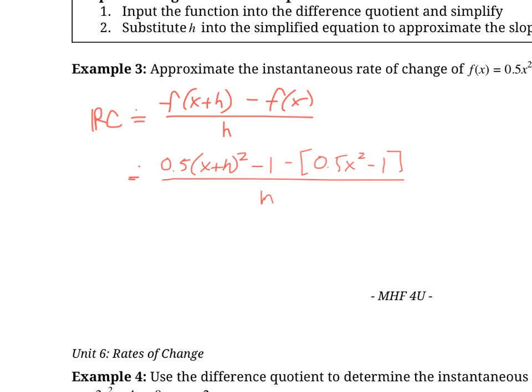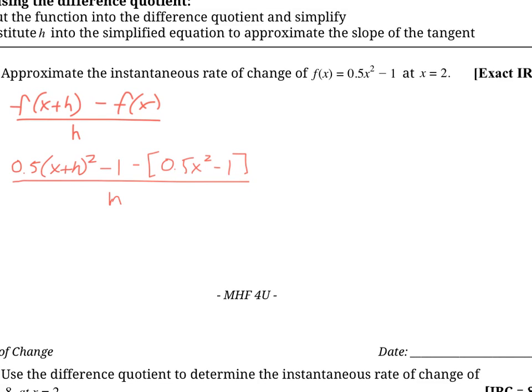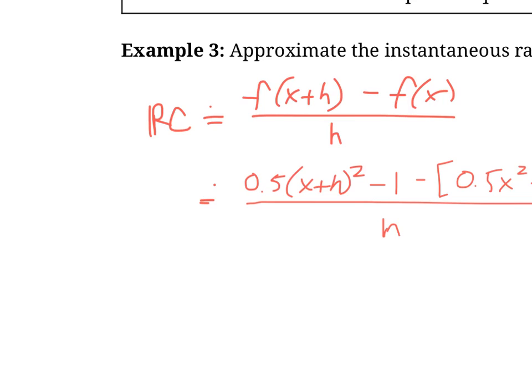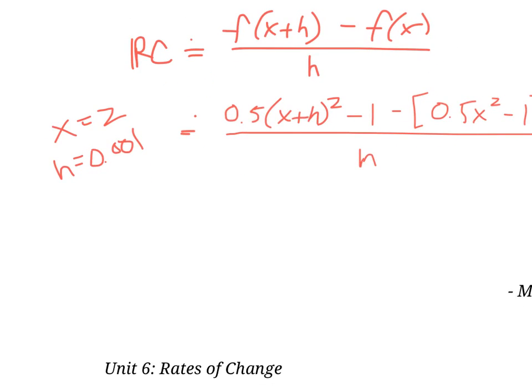We have our expression. We can just plug it in. So we know we're going to plug in our x value as 2 because that's the location that we want to find the instantaneous rate of change, right? So I'm just going to put this off to the side. X equals 2, and our h, let's make it 0.001. Just a small value, and let's see what happens when we plug those things in.